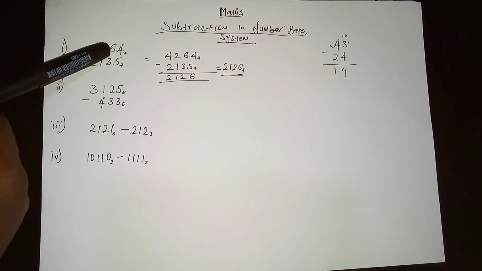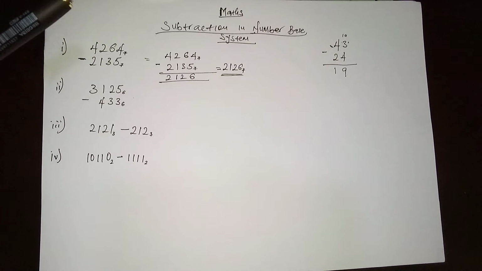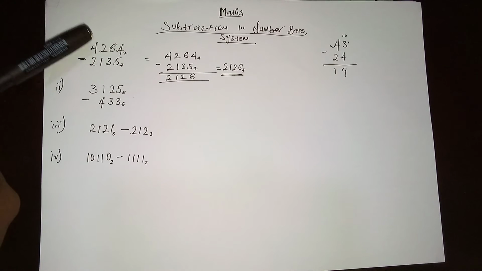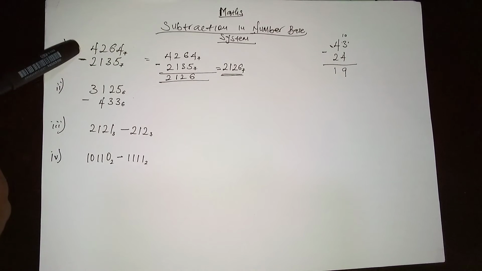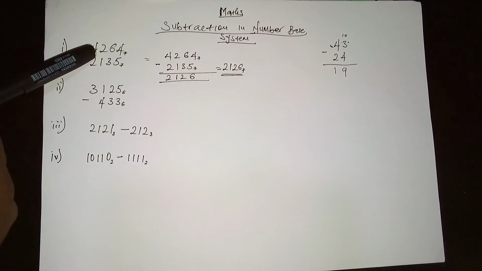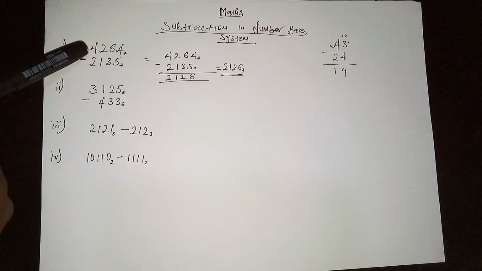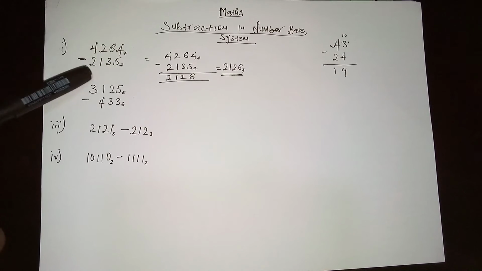The numbers must be 1 degree less than the base, or the numbers must be 1 less than the base. Let's take for instance what we have here. You cannot see a number that is equal to 7 or greater than 7 in this case.